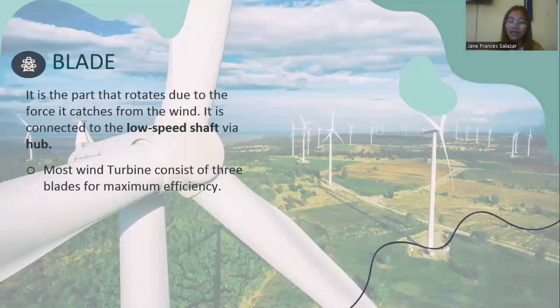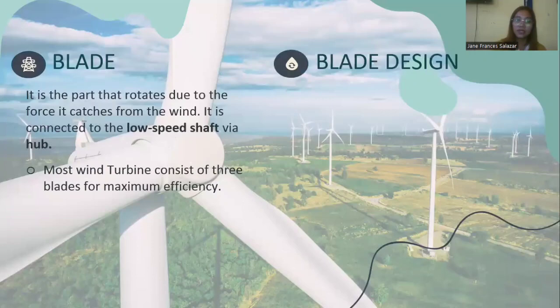The blades are interconnected with the inner or vital parts ng nacelle. Ang nacelle is yung outside part sa likod ng hub na ito. And the blades are connected with the hub. Kapag umikot na ang blade, the inner part ng nacelle will cause rotation. Next, we're going to blade design.